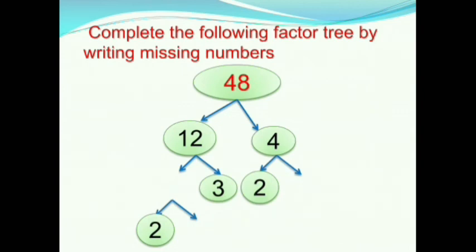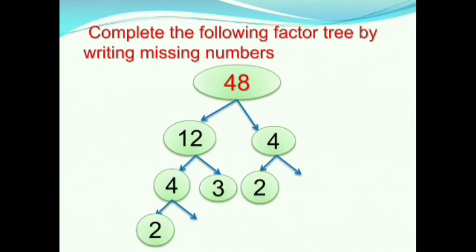Here 12 is divided into two numbers. One number is 3. The other number is not given. What will be the other factor? Yes, 3 into 4 is equals to 12. So we will write 4 in the place of the missing number.